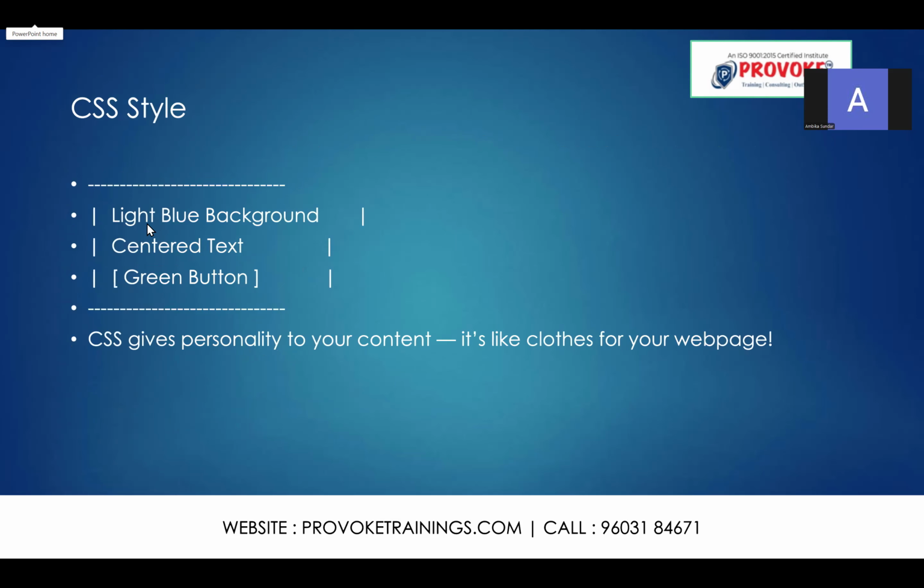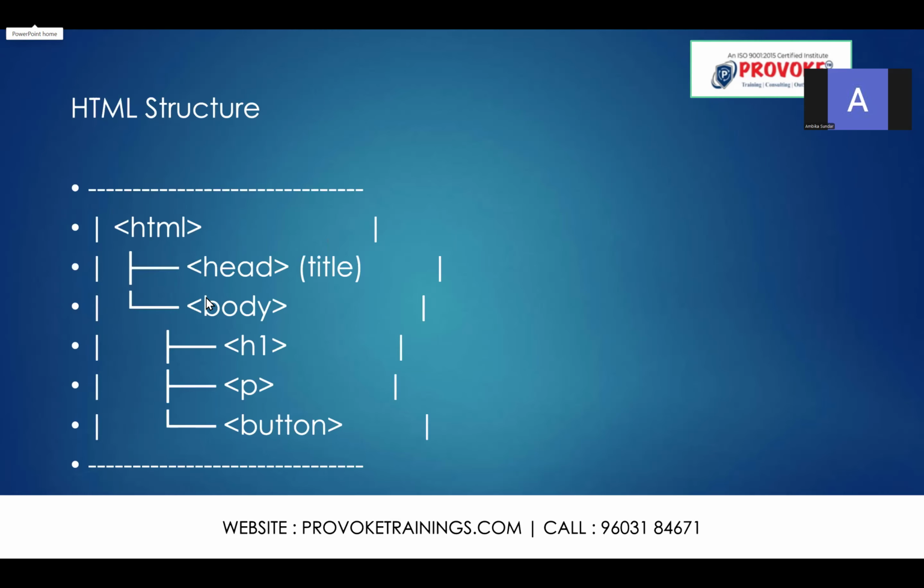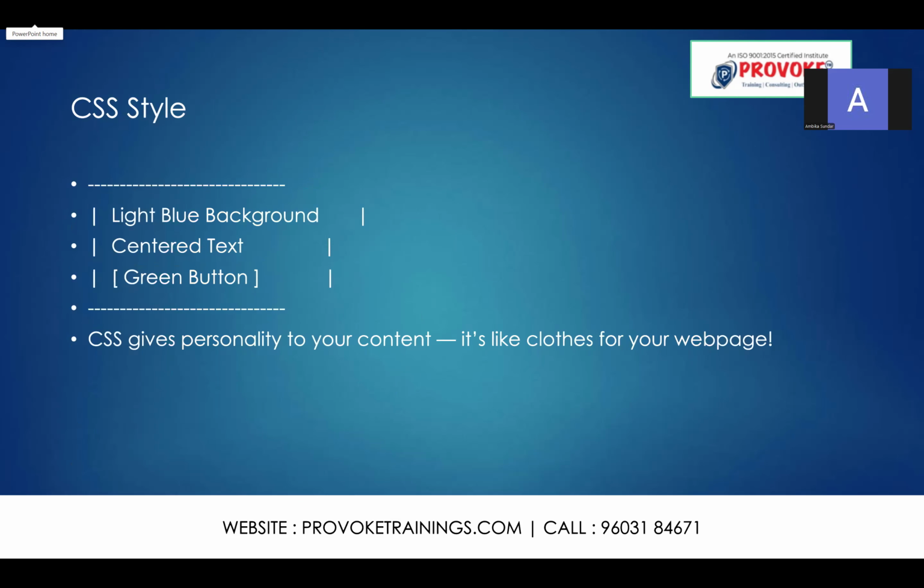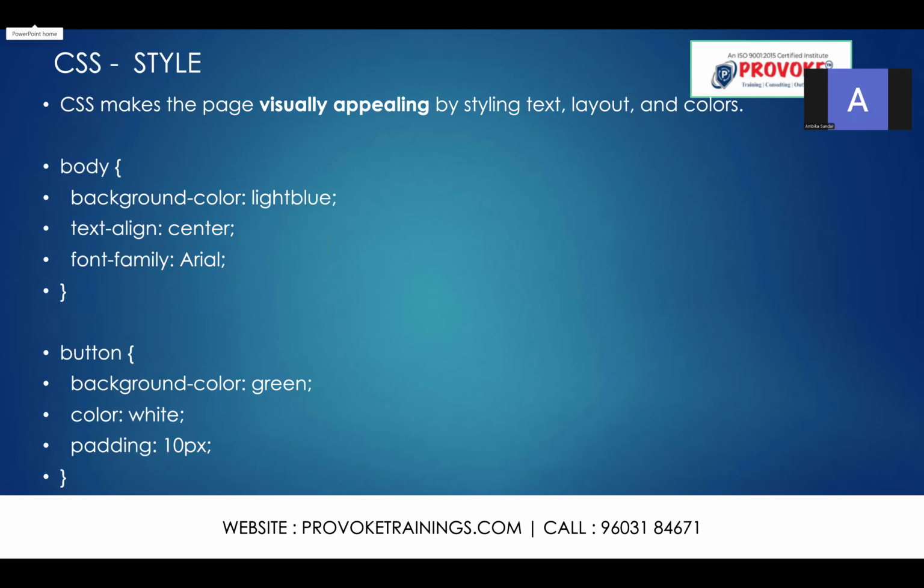CSS style. It is a light blue background. What is the color of the background of the page? It is a light blue background. Centered text. I want the button color as a green button. So these are the properties you are going to provide inside the CSS style. Inside this HTML structure, you can provide the CSS as a tag under the style tag, or you can keep it as a separate CSS file. If you keep it as a separate .css file, then it can be used in multiple HTML pages.